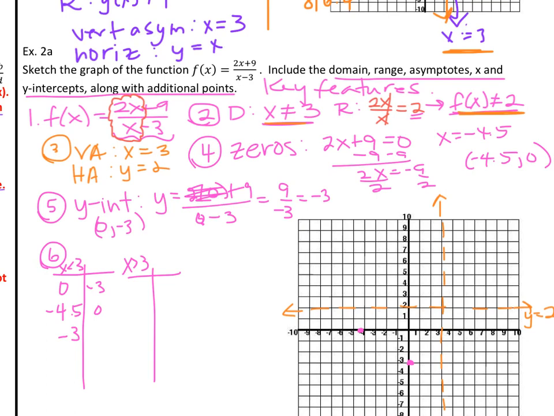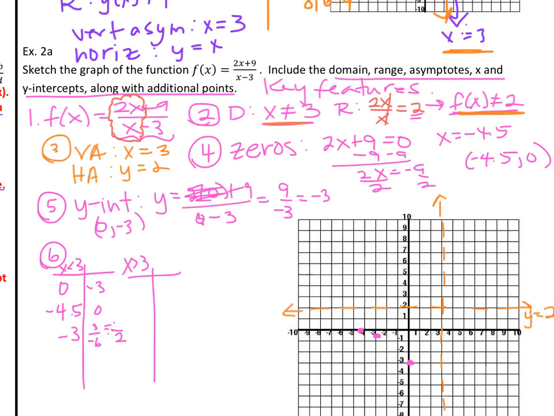If we pick negative 3 in the numerator, 2 times negative 3 is negative 6, plus 9 is 3. If we pick negative 3 minus 3, that's negative 6. 3 over negative 6 would be negative 1/2. So if we go to negative 3, down negative 1/2, that seems to make sense. That would curve to the vertical and horizontal asymptote.